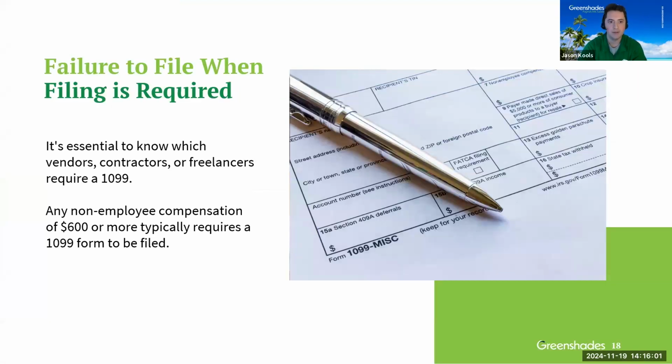Okay. And then when it comes to failure to file when filing is required, again, it's essential to know which vendors, contractors, or freelancers will require a 1099 form. And then any non-employee compensation of $600 or more typically will require a 1099 form to be filed. So it's important, as you ramp up for year end, to understand those requirements so that you have a smooth filing season coming up.